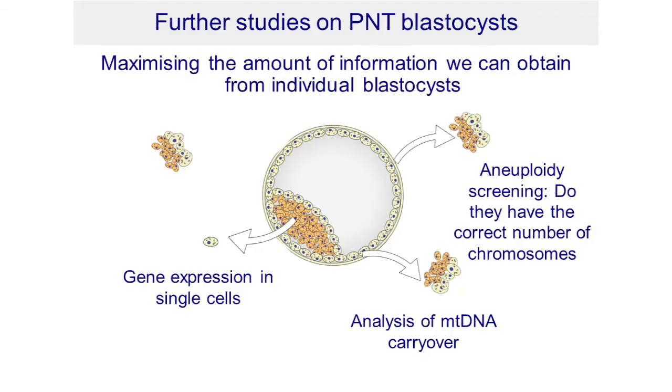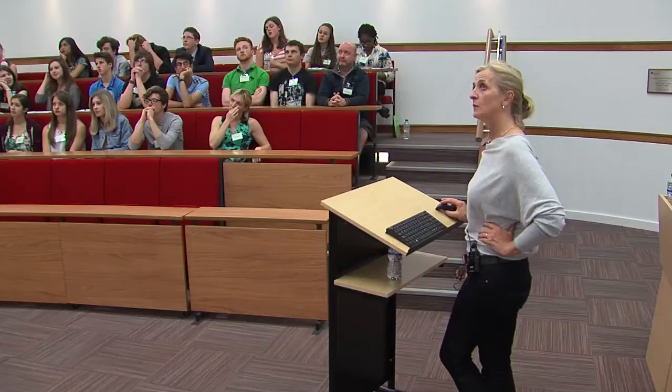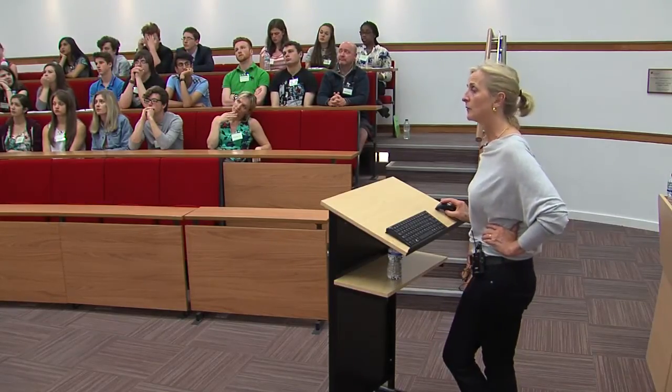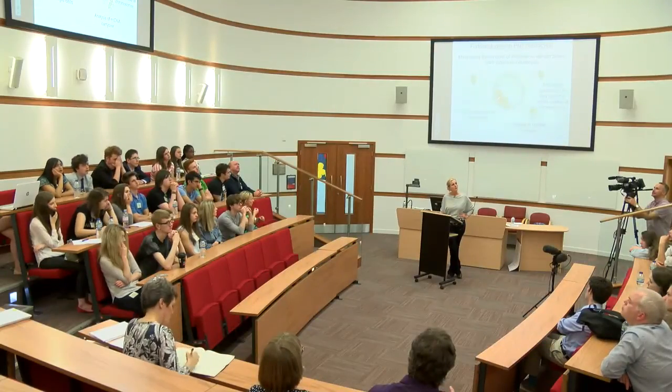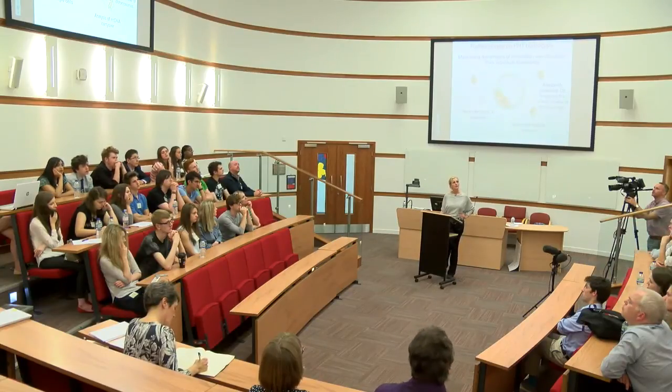So morphologically, these embryos are very similar, and our ongoing studies are looking at whether these blastocysts are normal or not. So we've developed a system whereby we can really get a lot of information now from individual blastocysts. We can take individual cells from the inner cell mass. We can do gene expression analysis and compare them with controls. We can do aneuploidy screening. So that is asking, do they have the correct number of chromosomes? And then we can do analysis of mitochondrial DNA carryover. So from a single blastocyst, we can get a lot of information, and we're making very good progress with that at this point.